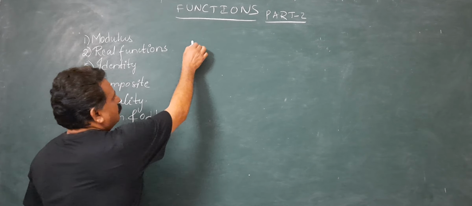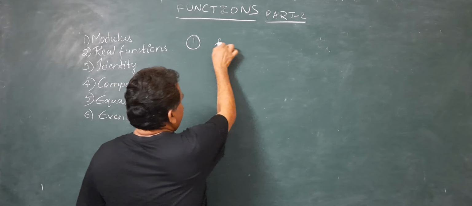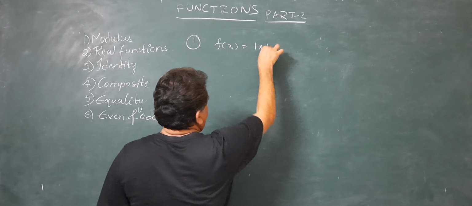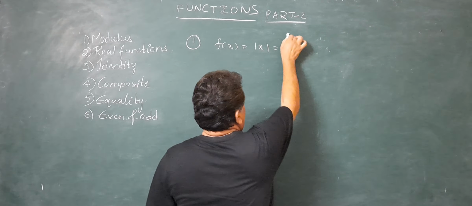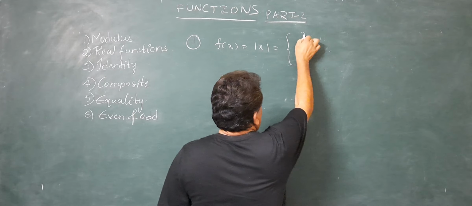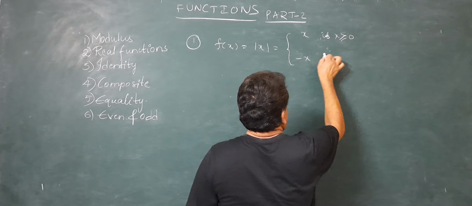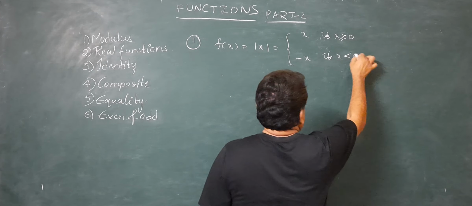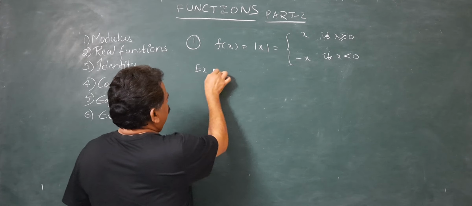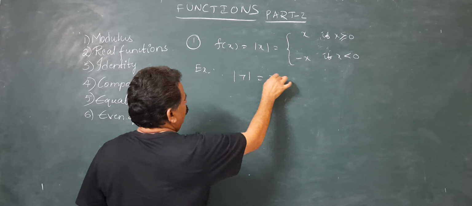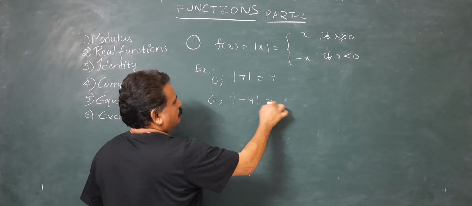First one, that is modulus. If the function is defined as f of x equal to mod x, actually mod x is defined as like this. That is always greater than or equal to 0. x if x is greater than or equal to 0, and minus x if x is less than 0. That is modulus x. For example, modulus of 7 equal to 7. Modulus of minus 4, look here.